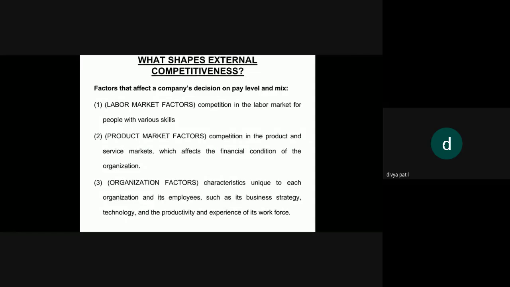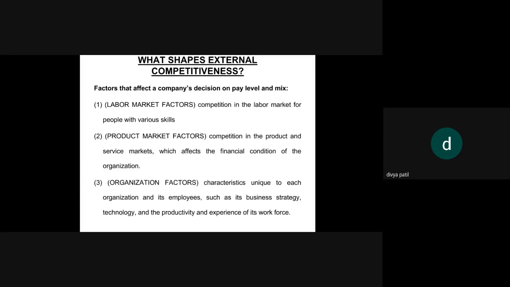Then we have organizational factors. If you go through certain surveys or articles from different sources on the internet, you will find that every organization has its own culture of pay. They have their own ethical standards, which they follow. Even the traits or characteristics are very unique to each organization and its employees. Remember why? Because you can understand it on the basis of the business strategies that organizations use, the business strategy that has been set, and that they are going to implement.